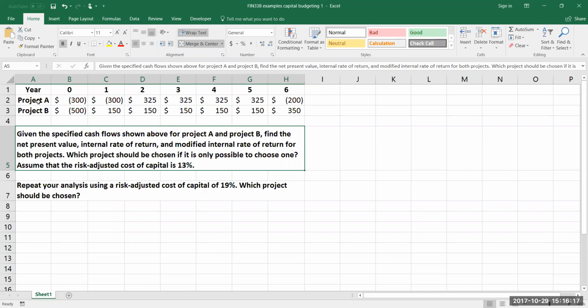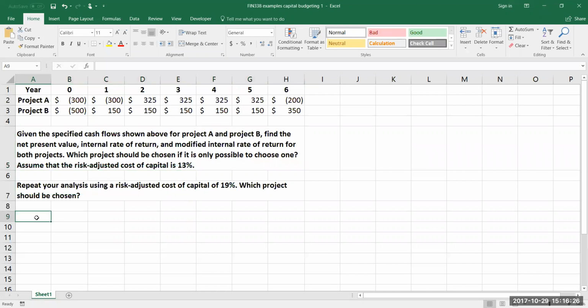So we have two projects here, Project A and Project B, both of which are going to last for 6 years and have the specified cash flows. To start, we are going to set up a column to find the specified net present value, internal rate of return, and modified internal rate of return at the 13% risk-adjusted cost of capital. So let's put in 13% here. So we're going to have a 13% cost of capital.